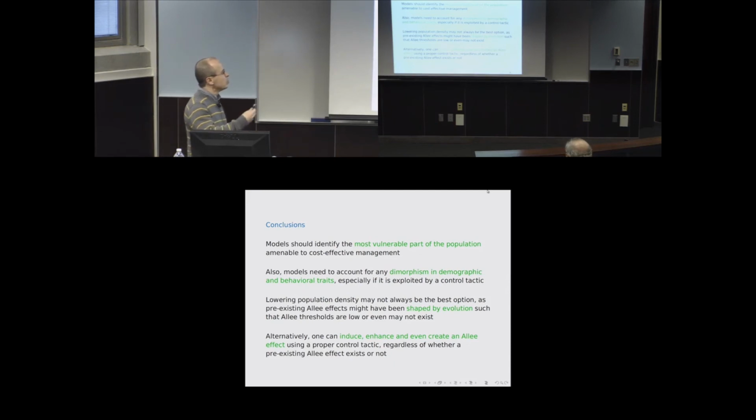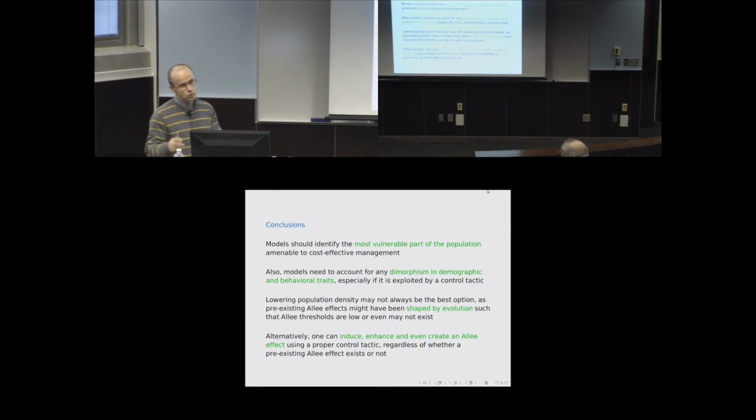Once we have some knowledge of the life history of the species, we can develop population dynamic models, attack the population, and find the most vulnerable part of the population by combining different control tactics and looking at which tactic, or which combination of tactics, is the best one.